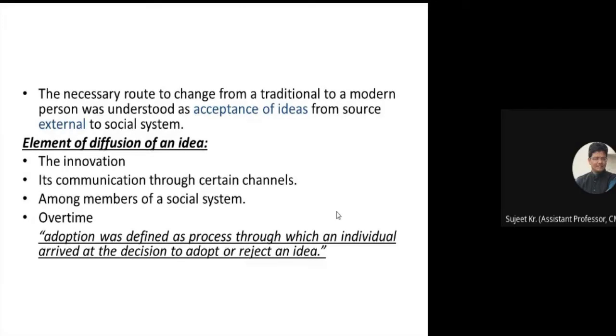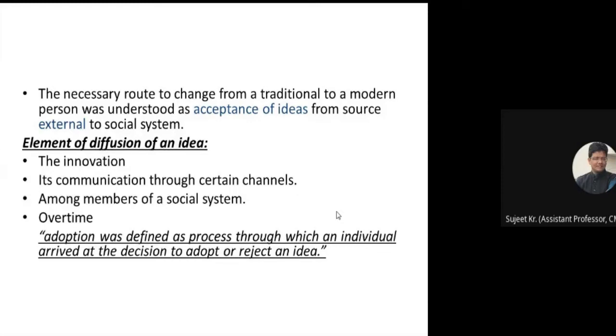It means if India is a traditional society, and if India has to change, then the idea of change will come from external sources. It means from other countries, from other systems, and only then may a traditional society change into a modern society. So he further said that there are various elements of diffusion of an idea. If you want to diffuse an idea into society, there are various elements.